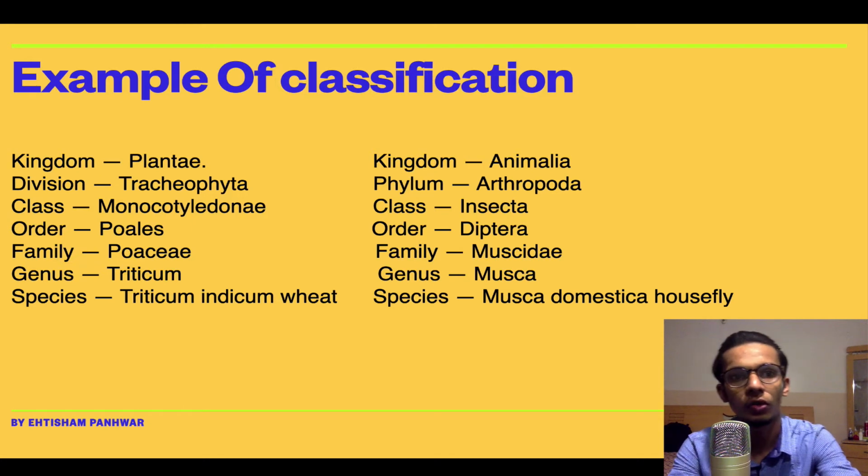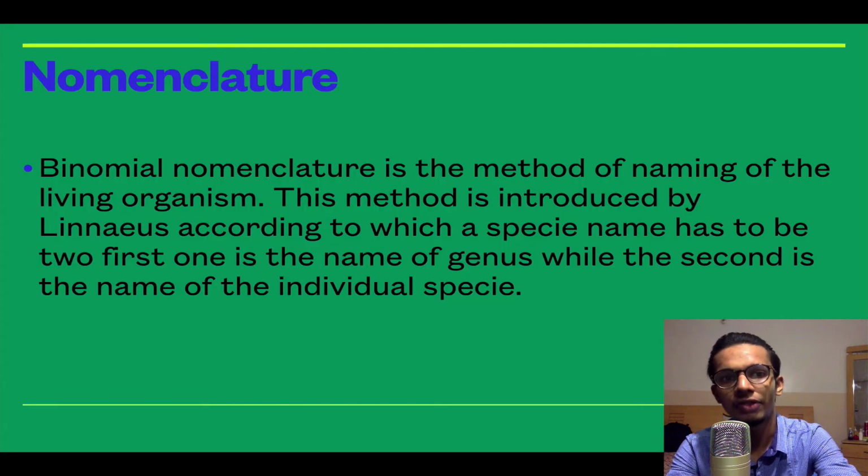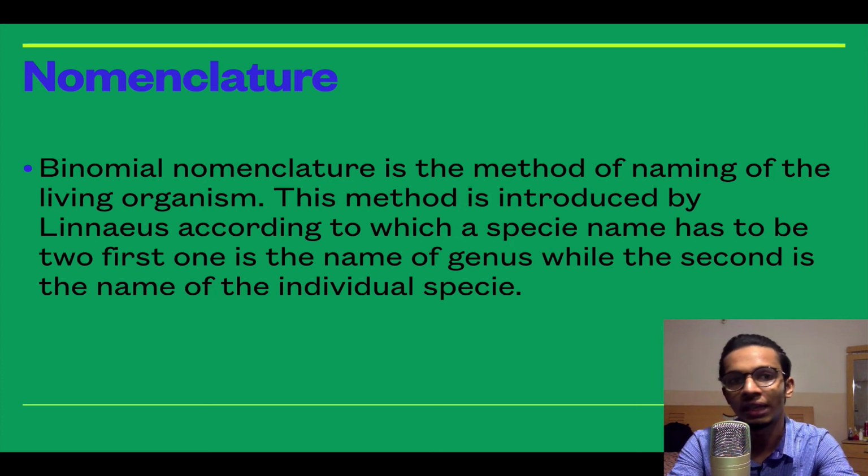Let's be quick, I have taken so much time. After that we have nomenclature. Nomenclature is the method of the naming of the species. Now this method is the binomial nomenclature. Binomial means two names. First name is going to be the name of genus, and the second name is going to be the name of the organism. Like over here, Triticum is the name of genus, and indicum is the particular name for wheat, that's written over here as well.